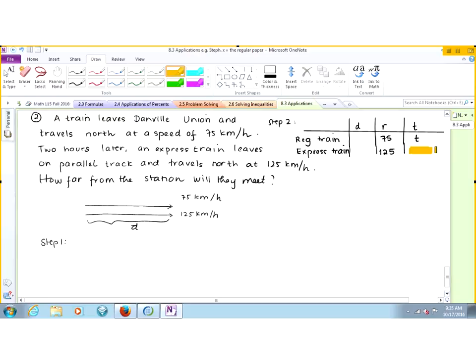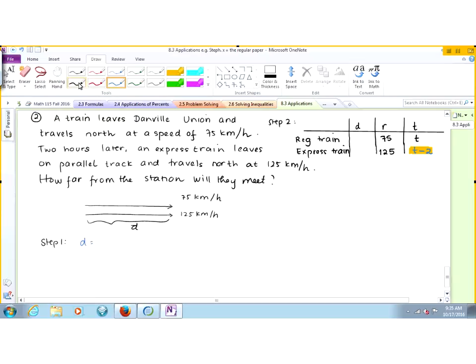Now, we got to decide what this will be. What do you think? So what happens with the second train? It's 2 hours later. So what does it mean if it leaves 2 hours later? Plus 2 or minus 2? Minus 2? Yes. Why is it minus 2? The duration is less. Okay? So this is very important that we know it is t minus 2 because it travels less time. Does that make sense? Okay.